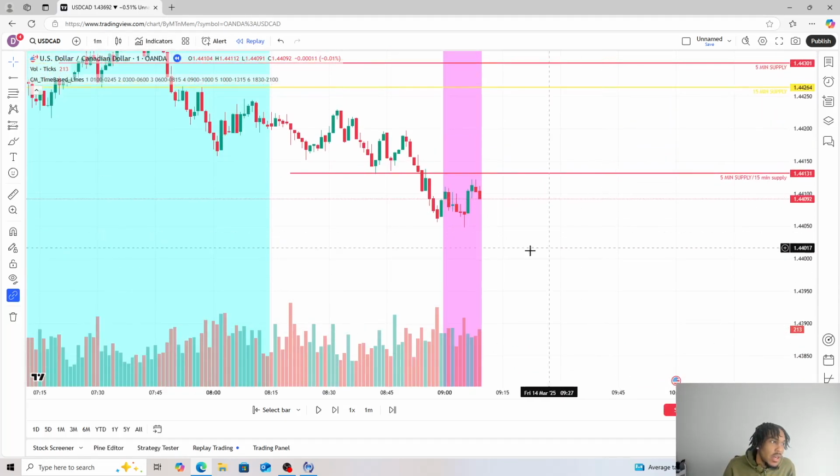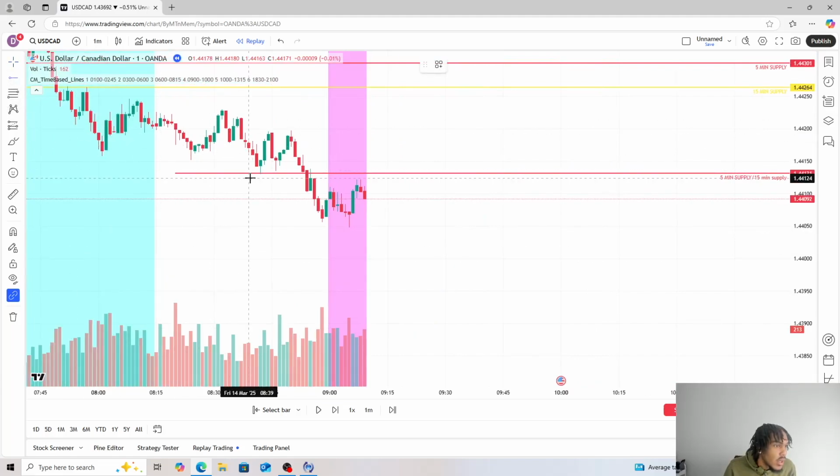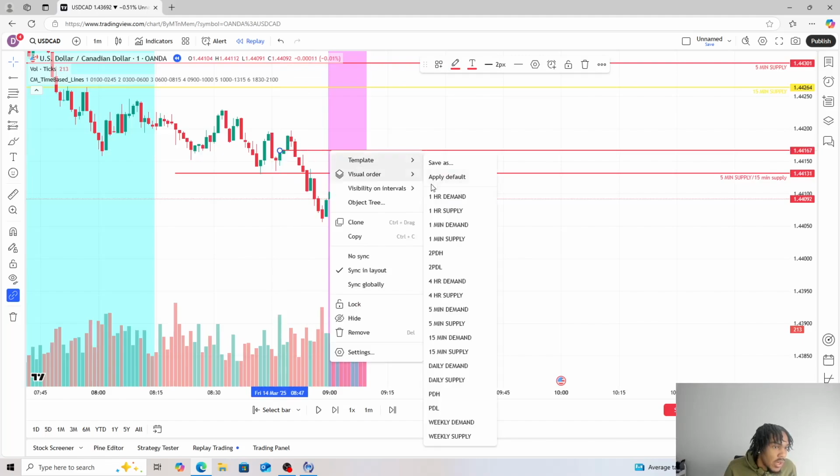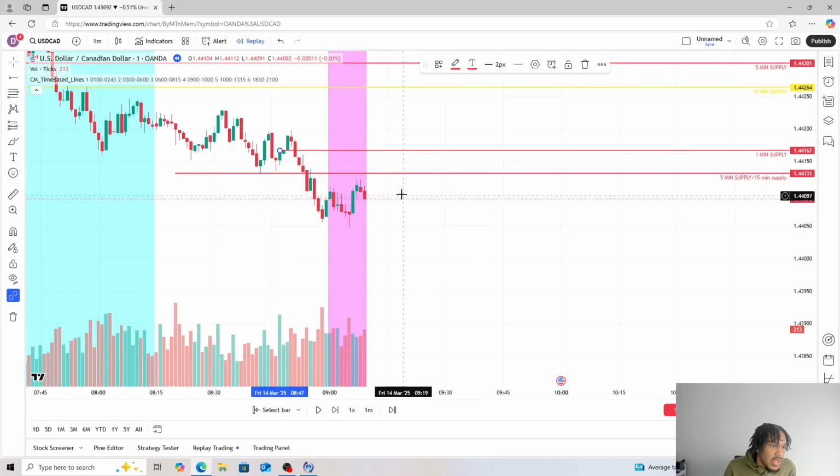Let me go to 1 minute. We got a 1 minute supply up here, but honestly, I'm going to use this as the entry, just because it's only 3 pips apart. So just in case price doesn't come back up here, we got in right here.